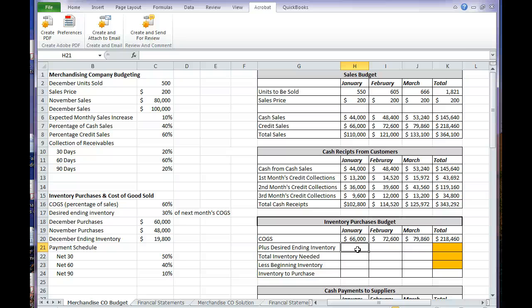All right, now here we want plus desired ending inventory. Our desired ending inventory is going to be 30% of the next month's cost of goods sold. So in February, I want 30% of that. So I want $21,780 of inventory lying around at the end of the month. In February, I want 30% of March's COGS sitting around at the end of the month.